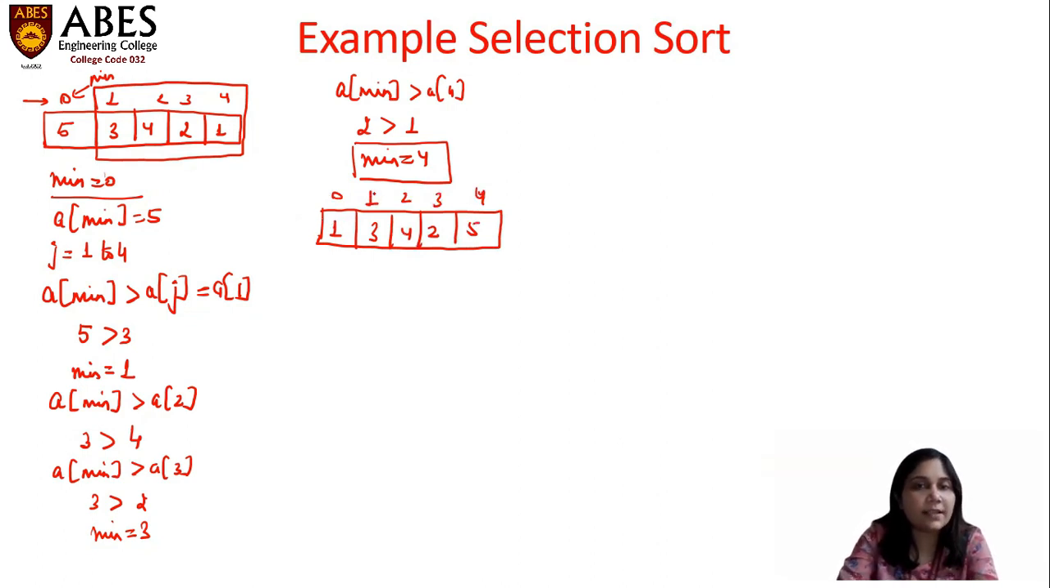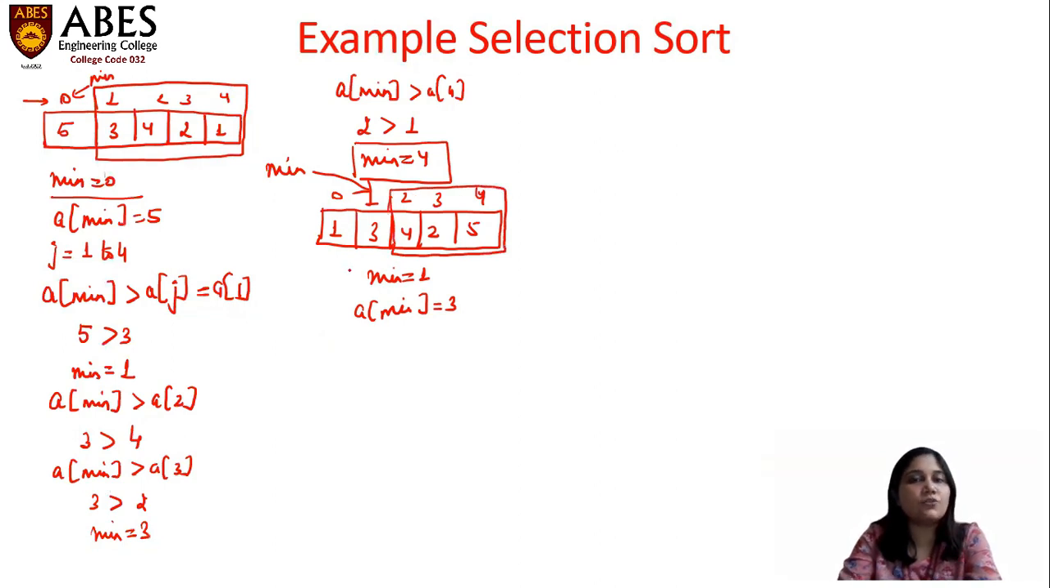Now, this is my second step. Second step, again, this is going to be my minimum, the next minimum. So minimum is at 1, first index. So it means my A of min will be how much? It will be 3. So I will be traversing this part of the array to check whether is there any element present which is less than 3 or not. So it means I will be checking from 2 to 4.